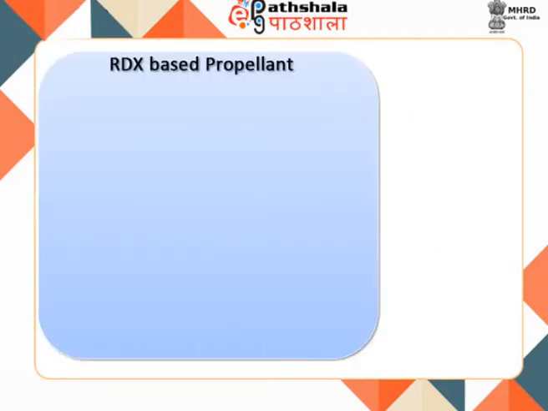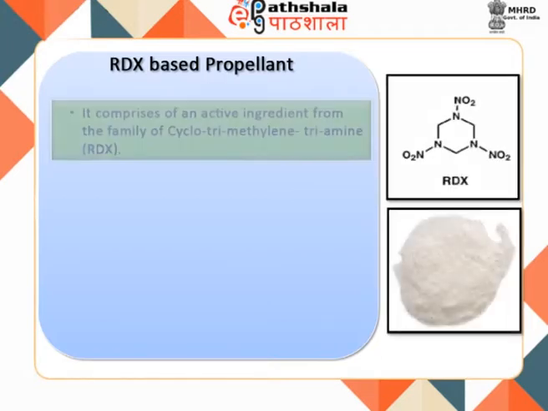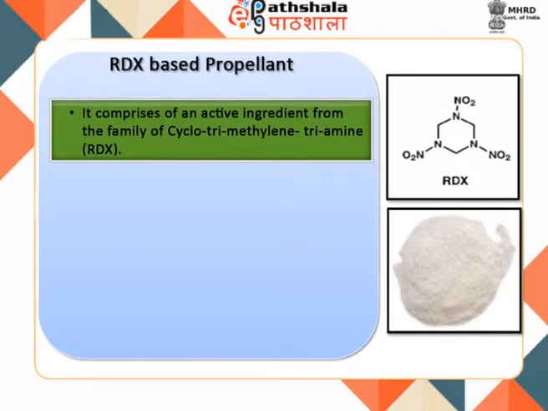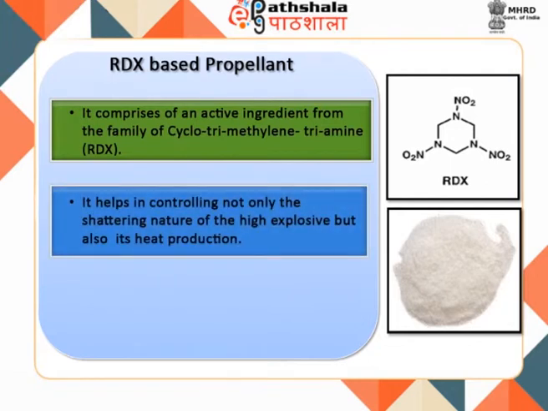Another type of propellant used is the RDX-based propellant. In this, an active ingredient from the family of cyclotrimethylene triamine, that is RDX, is used. It is being utilized in the manufacture of caseless cartridges by controlling not only the shattering nature of the high explosive, but also its heat production. The rate of fire can be increased without detrimental effect on the weapon firing the ammunition.